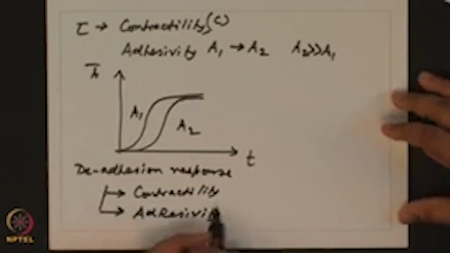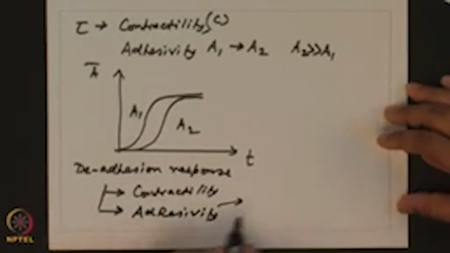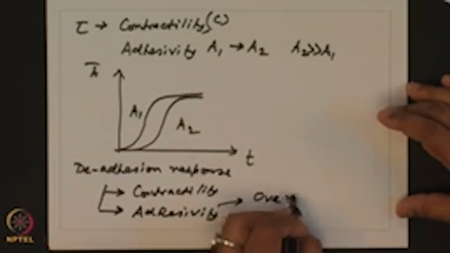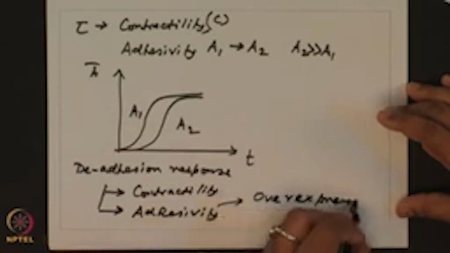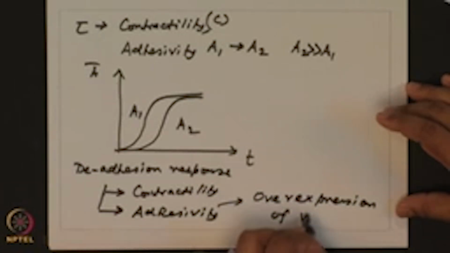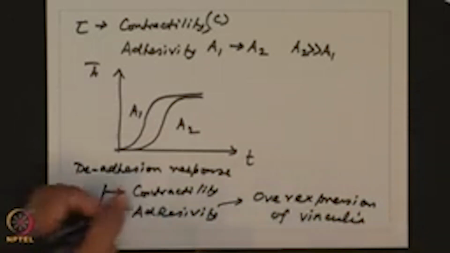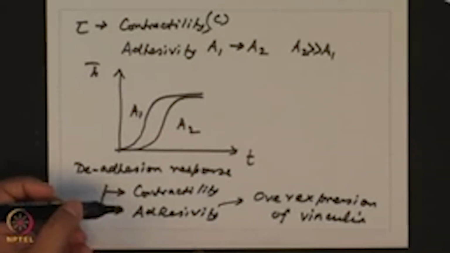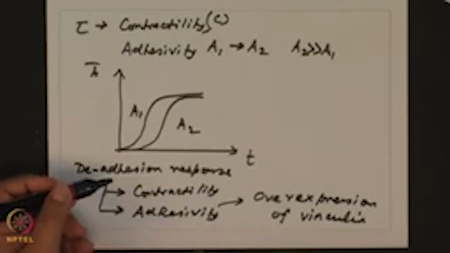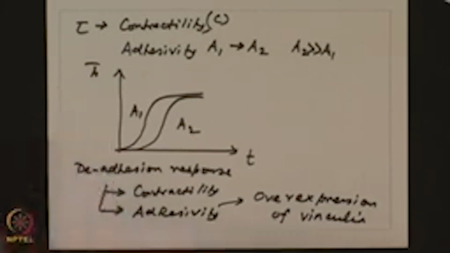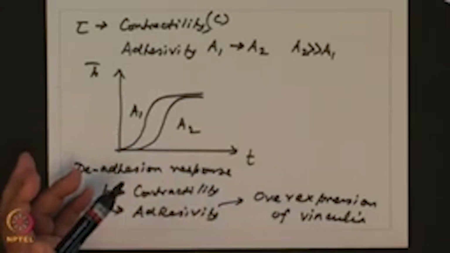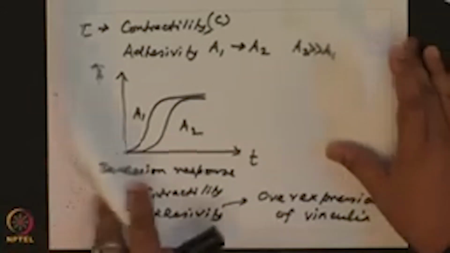Now, you can perturb the additivity, which might change because of overexpression of a focal adhesion protein like vinculin, which is a structural protein. But you can also change this by adding trypsin, which is 10 times more active. In that way, the chopping rate of focal adhesions is going to be higher.